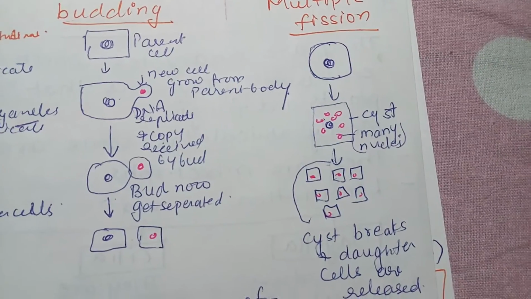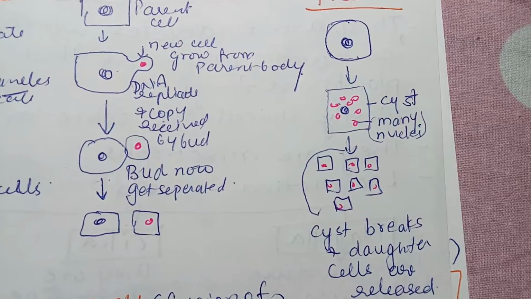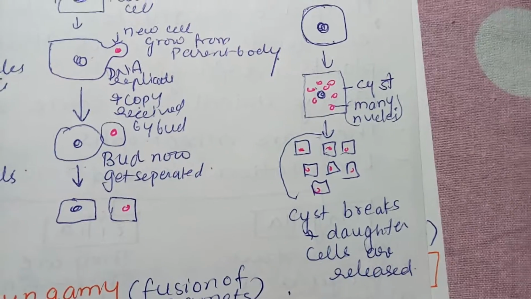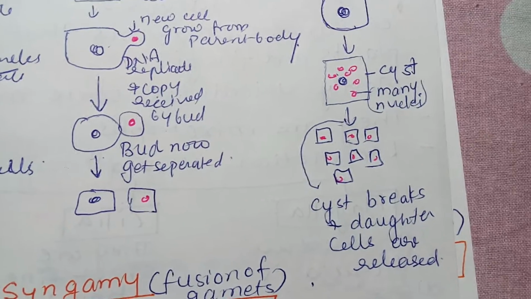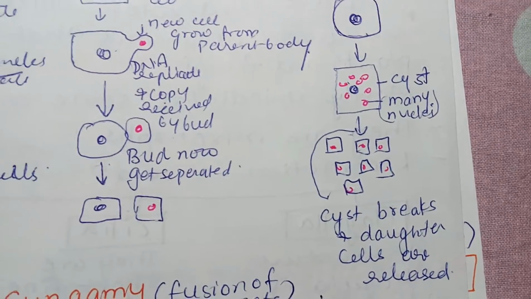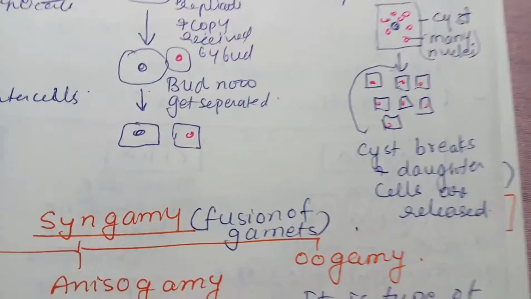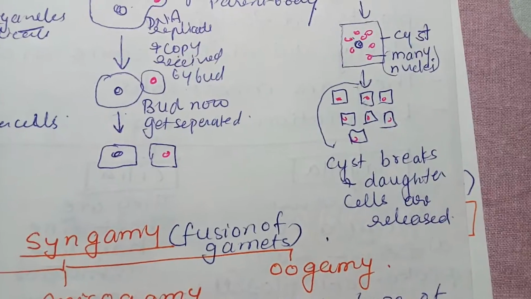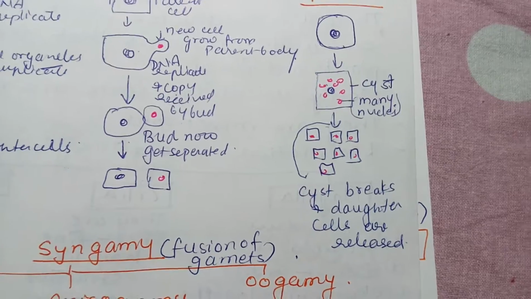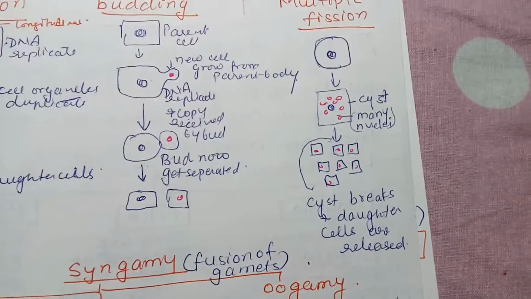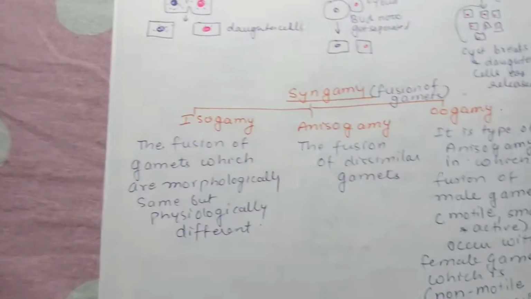In case of multiple fission, there is one cell and the nucleus undergoes several divisions. So many nuclei are present, and these are now walled by cyst formation. The nuclei later on develop their wall, or you can say membrane, and cytoplasm, and then when favorable conditions come, the cyst breaks and daughter cells are released. Usually this mode of reproduction occurs under unfavorable conditions.